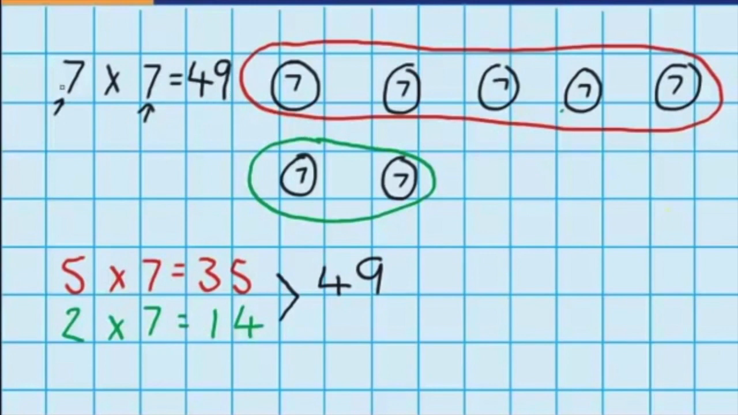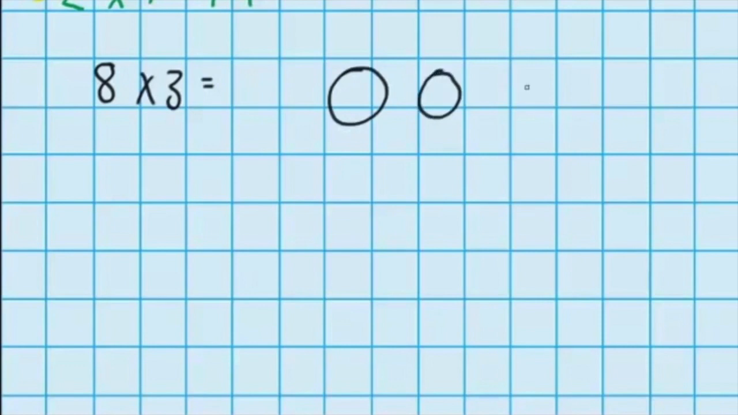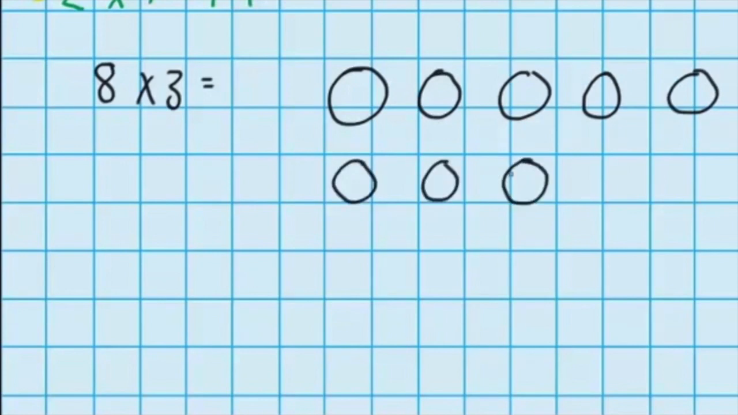So I'm working out the same amount, I'm still working out 7 groups, but instead of doing it in one step, I'm splitting that up and doing it in 2. 5 plus 2 is the full 7 groups. Let's try another question. This time I want to work out what 8 times 3 is. So just like last time, I'm going to draw out my 8 groups. 1, 2, 3, 4, 5, 6, 7, 8. And inside all of those 8 groups I need 3 items.